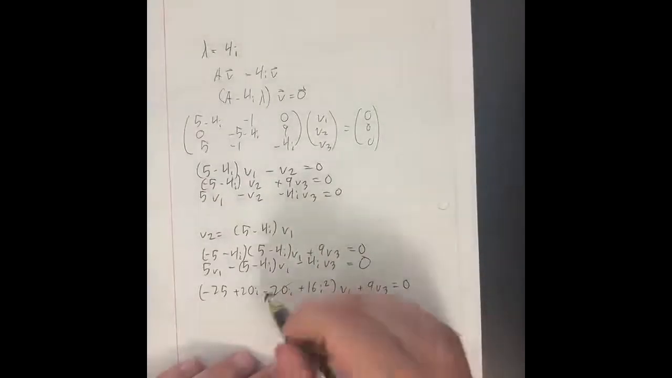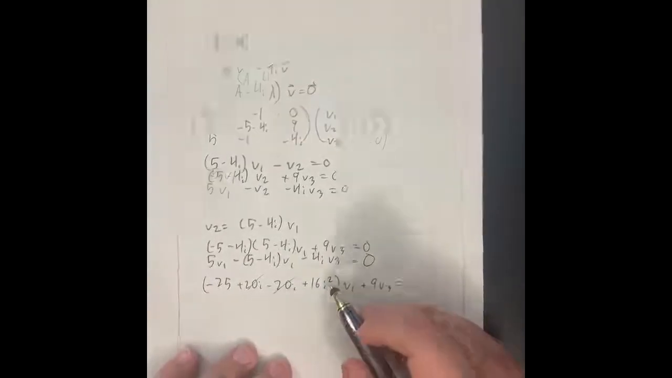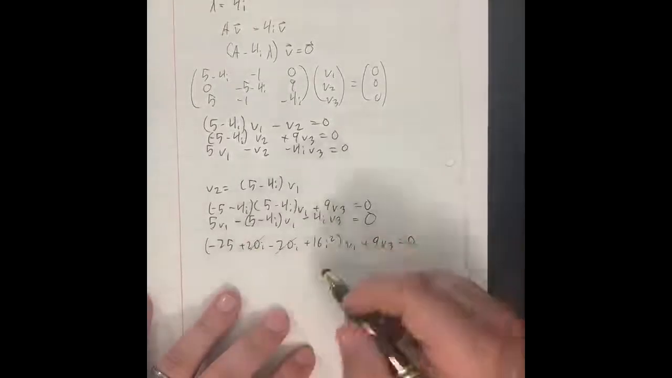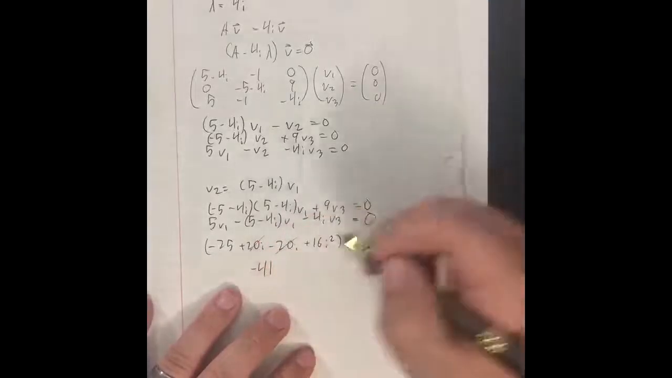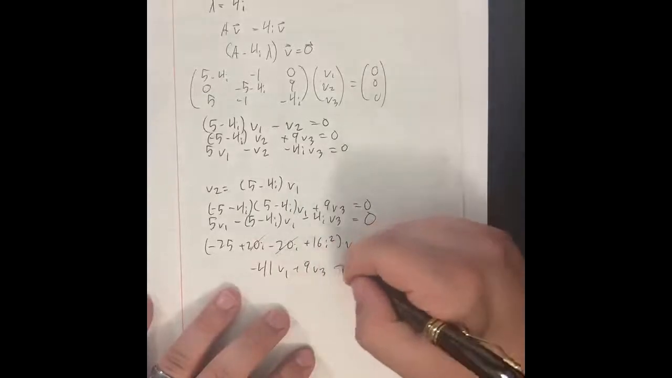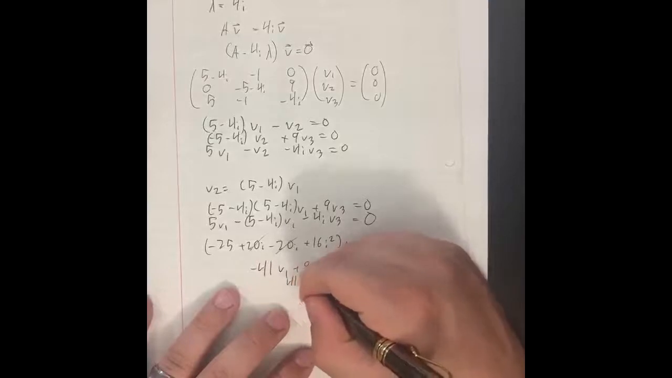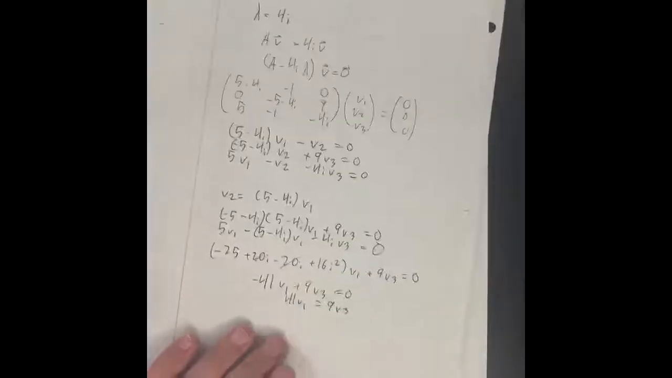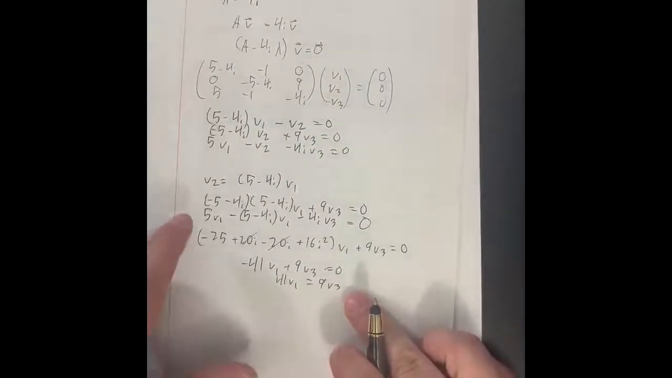All right, so these 20 i's cancel. i squared, i is the square root of -1, so i squared is going to be -1. So we have negative 25 minus 16. So that'll be negative 41 v1 plus 9 v3 equals 0, or 41 v1 equals 9 v3. All right, so that's that equation. Let's look at the last one.